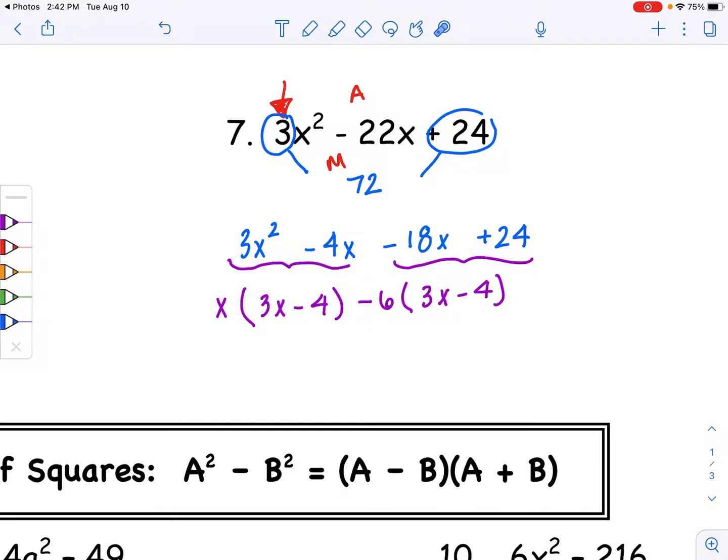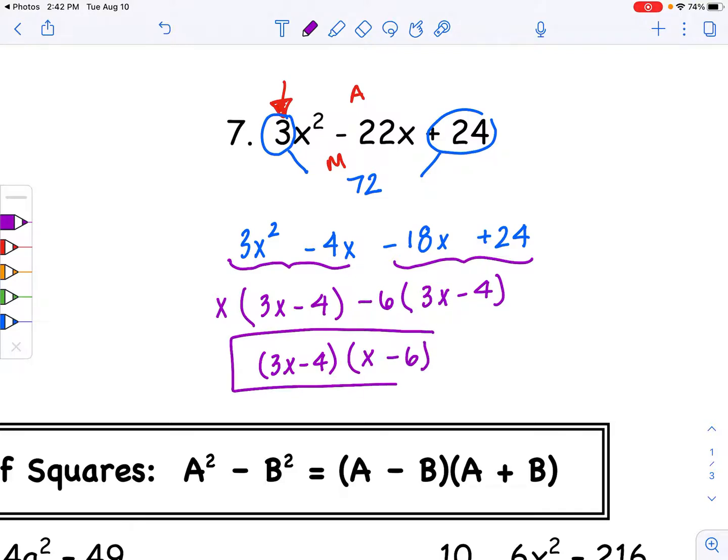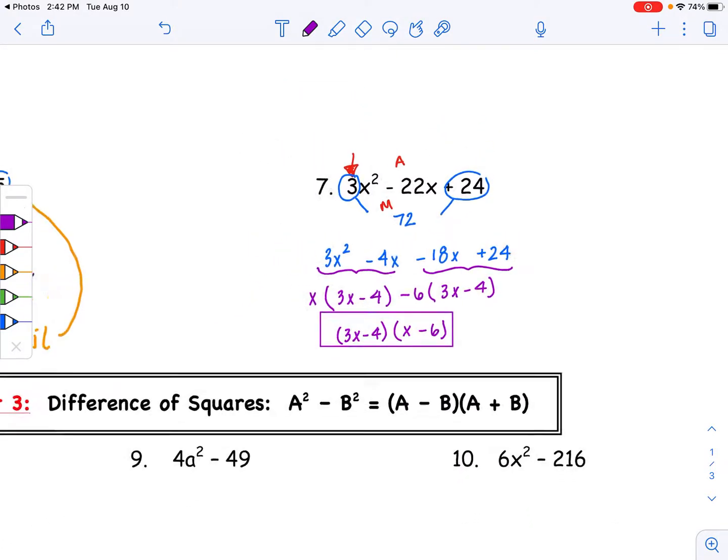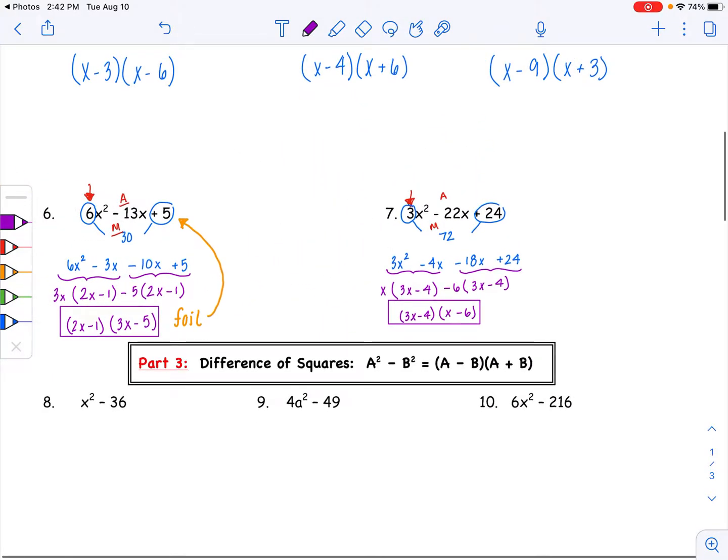If they don't match, play around. You didn't maybe pull out the greatest common factor, or maybe your signs has a little error. Now that they both have 3x minus 4, get that bad boy out of there, factor it out. What's left in the first term is x and a minus 6. Always check by foiling if you want. If you learn a different way, I don't care.